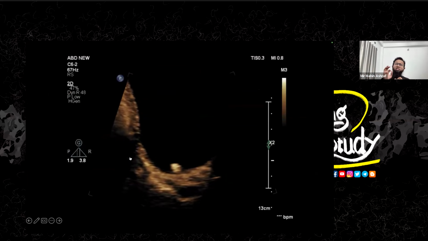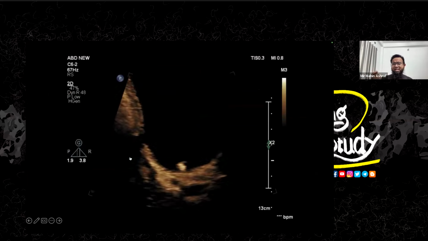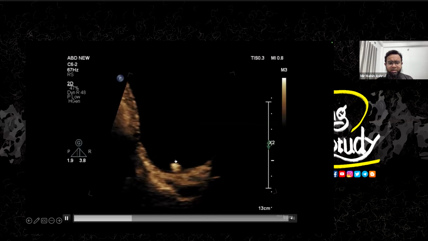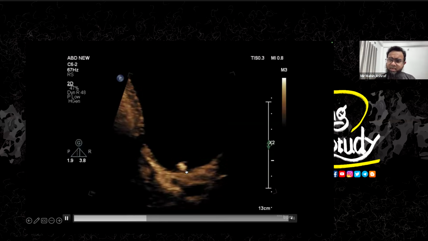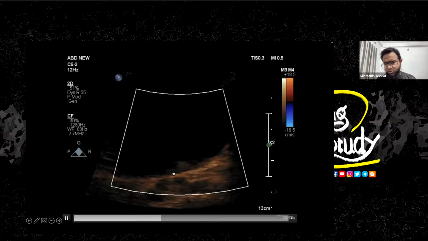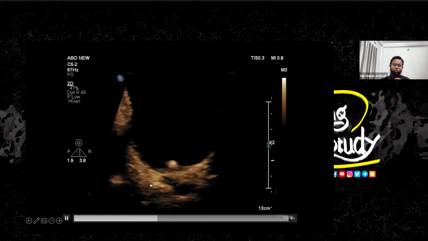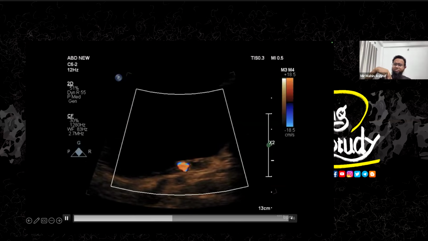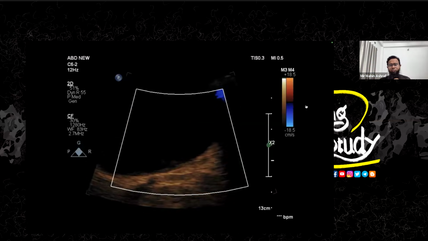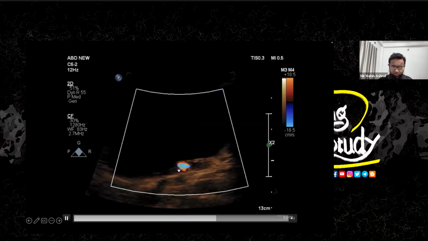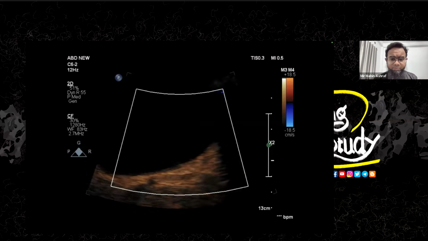We commonly try to see it, posted to tiny calculus from the kidney or from the urinary bladder. You can see here a tiny calculus impacted at the vesicoureteric junction. It is not casting a post-acoustic shadow because it's a very tiny structure, so the sound is getting passed through it. But when we put on color Doppler, you can see a mixture of color here. This is called the twinkling artifact.